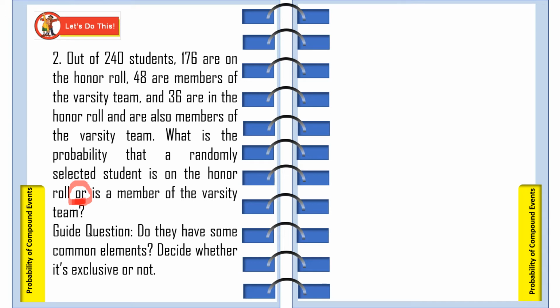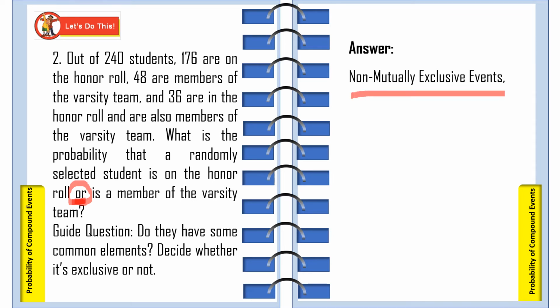Okay, yes, correct. They have common elements. So, ang sagot natin is non-mutually exclusive events. So, sir, bakit naging non-mutually exclusive events? Kasi they have common elements. At ano ba yun? Correct. Ang common elements nila ay ito.